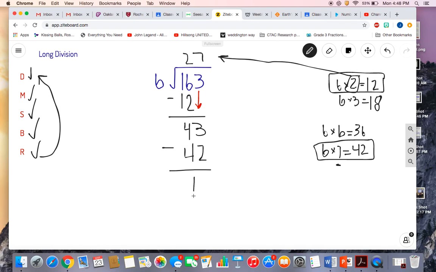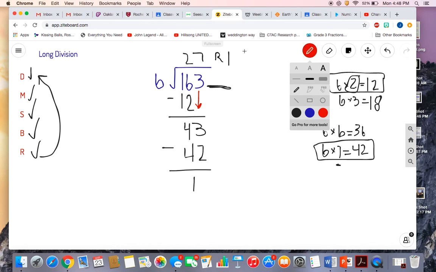Uh-oh. Now I'm stuck because 6 cannot go into 1, and I don't have any numbers left to bring down. So in this case, we call this number a remainder. And we would write it as 27 remainder 1. And this is our answer.